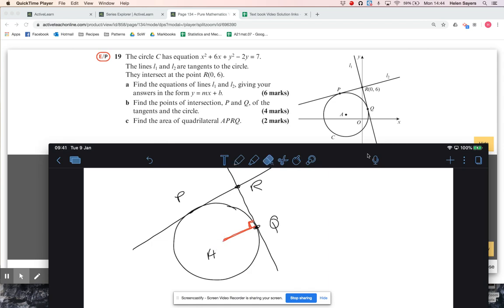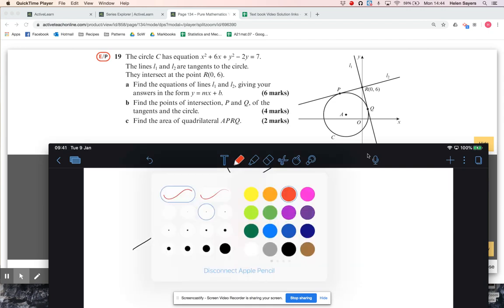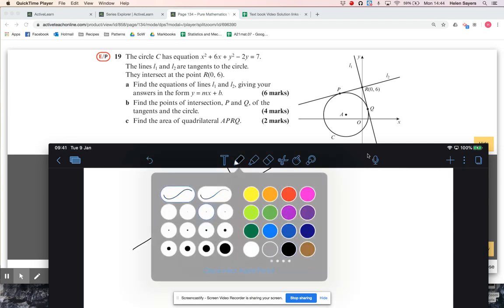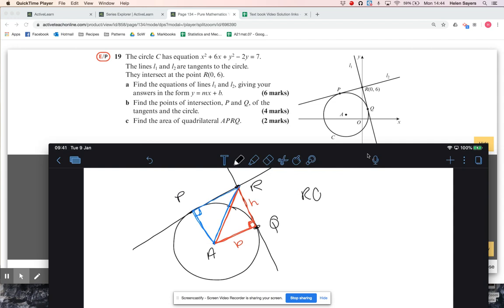So in fact, if I change to eraser, I think about that triangle. If I can get that length, and I'll call that the base, and that length, and I'll call that the height, and I know that that's a right angle, I can do the area of that triangle, and then I'm going to have exactly the same triangle in blue there. So if I find the area of the red triangle and then double it, I'll have the total area of that quadrilateral. So to do that, I need the distance RQ.